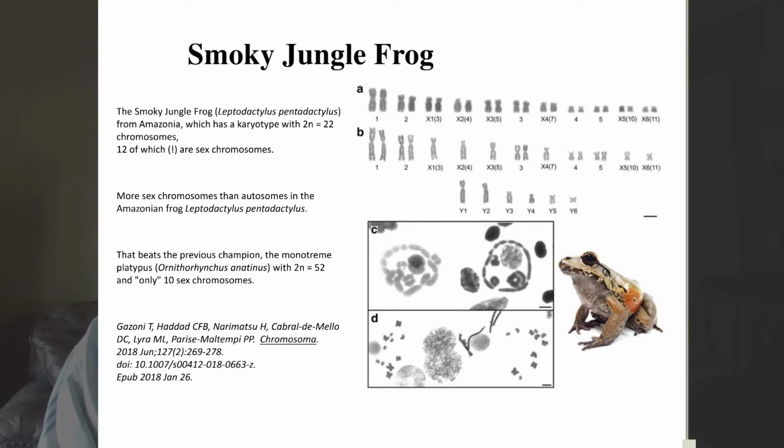This beats, of course, the previous champion, which was the platypus, which has a diploid chromosome number of 52, but only, sadly, 10 sex chromosomes. So the platypus, which used to end up in all sorts of genetics textbooks, was displaced now in the new books by the Smoky jungle frog.